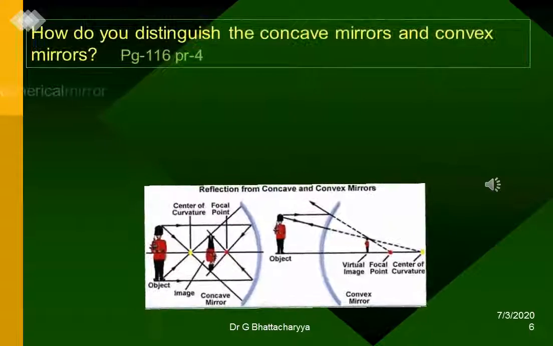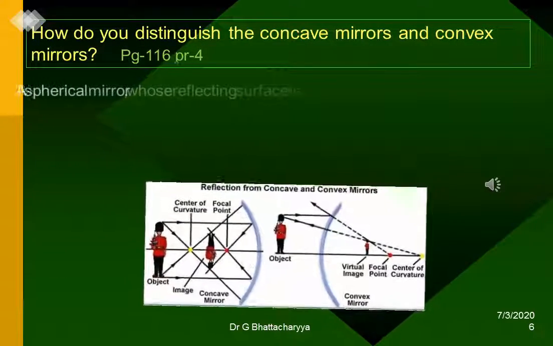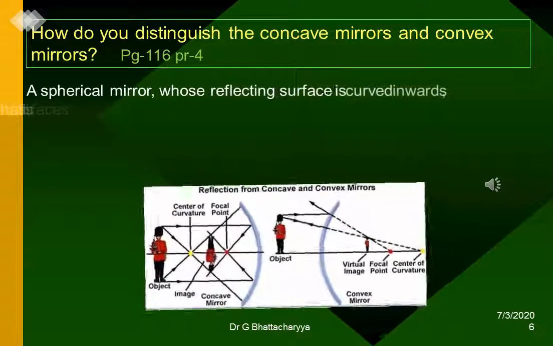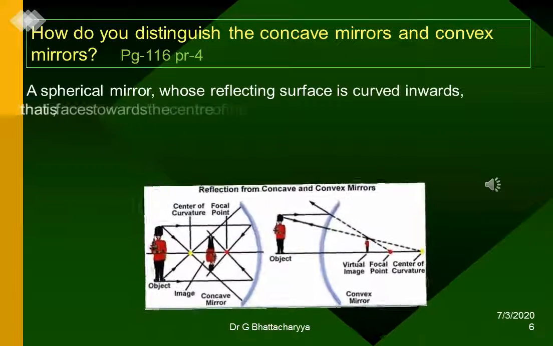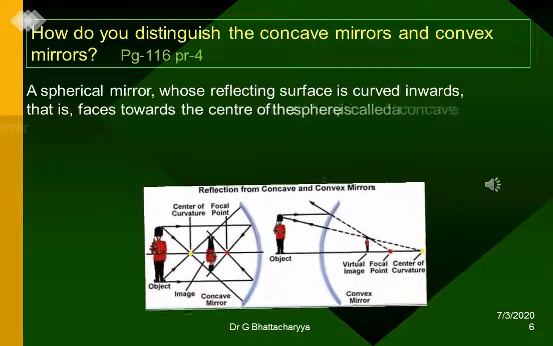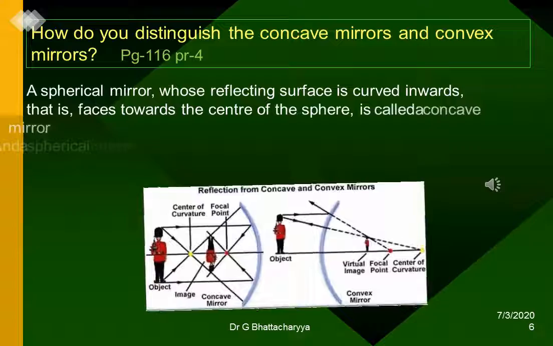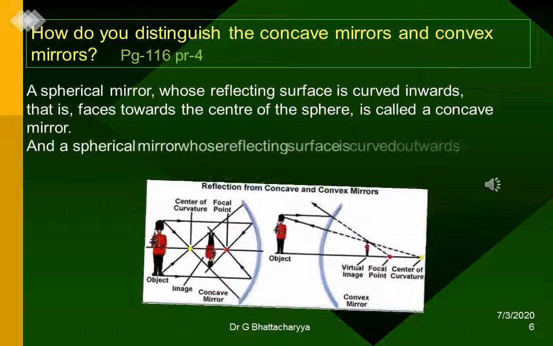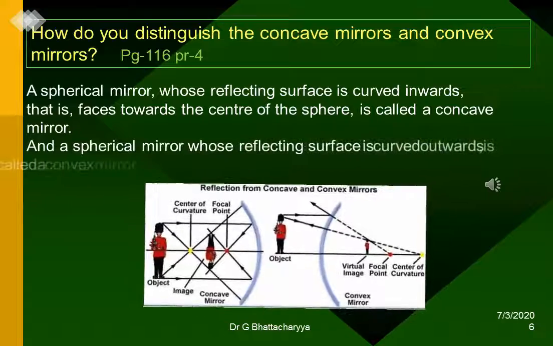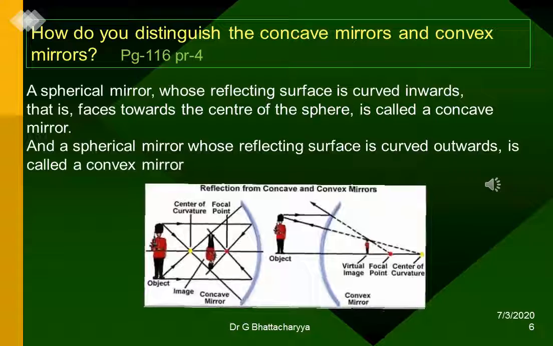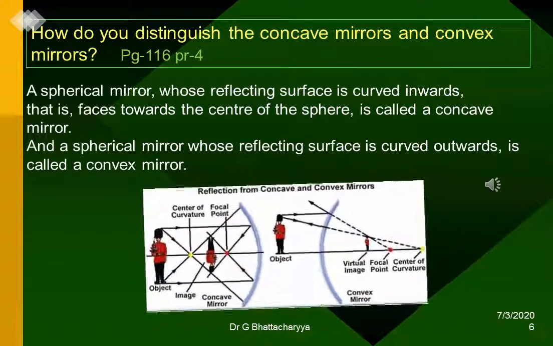How do you distinguish the concave mirrors and convex mirrors? A spherical mirror whose reflecting surface is curved inwards, that is, faces towards the center of the sphere, is called a concave mirror, and a spherical mirror whose reflecting surface is curved outwards is called a convex mirror. You can see the picture here to confirm.